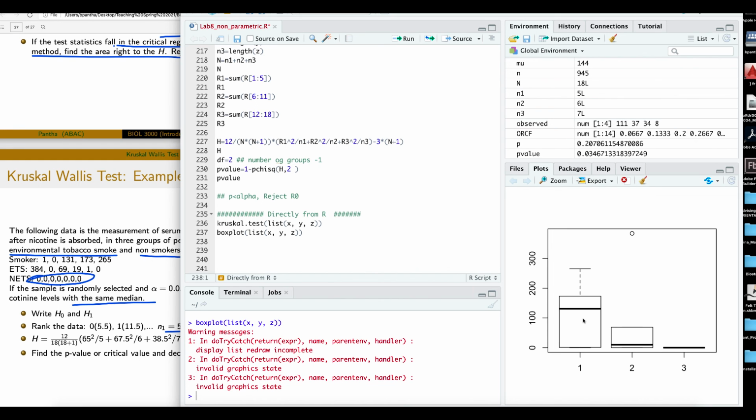So you can use the Kruskal-Wallis test if you are comparing populations that do not follow the normality assumption, and if you are comparing more than 2 populations.